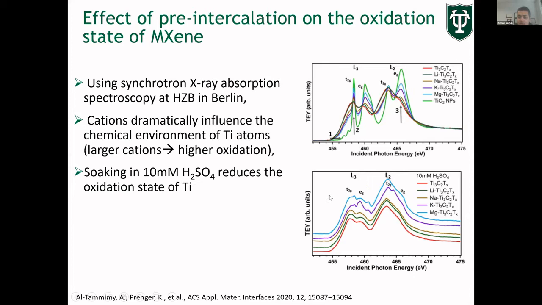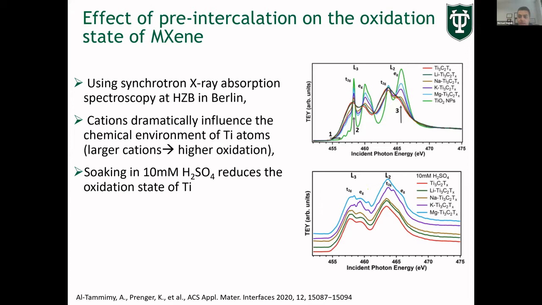What's also interesting that we found is that after you soak this material in sulfuric acid, they all go back to one reduced oxidation state, which is very interesting for electrochemical capacitance. We actually have some interesting results, but I'm not ready to share them yet. We're trying to finish the manuscript.